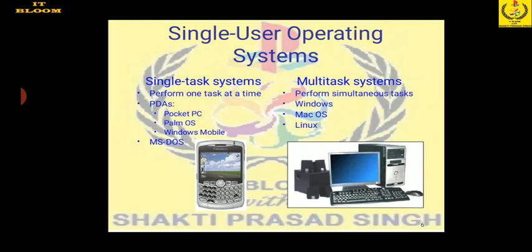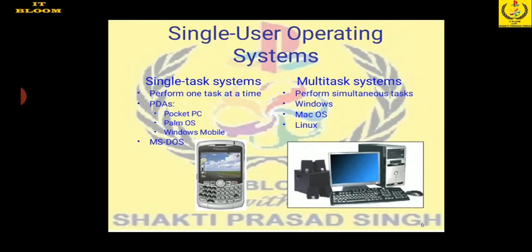Now let us try to understand what is single user single tasking operating system and what is single user multitasking operating system. In single user single tasking operating system, a single user can perform a single task at a time. Means one user can perform only one task at a time is called single user single tasking operating system. The famous one is MS-DOS.